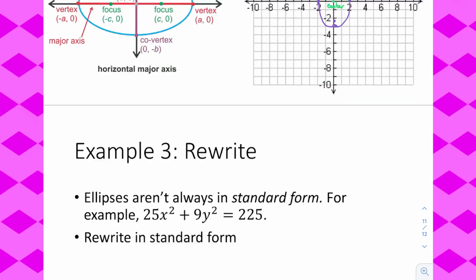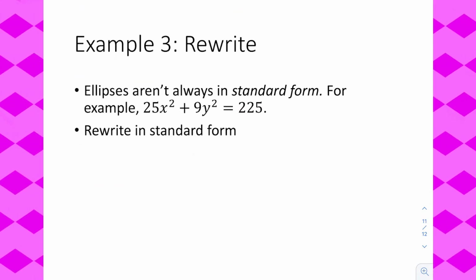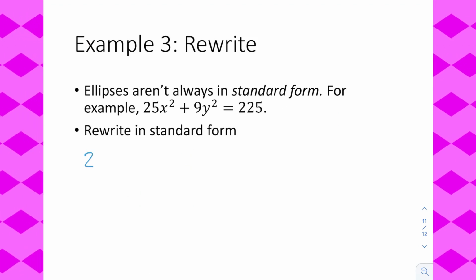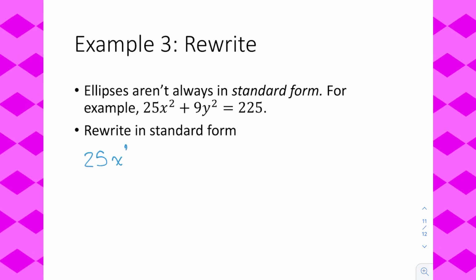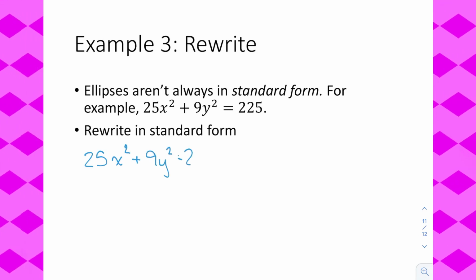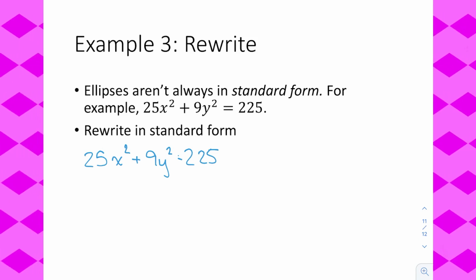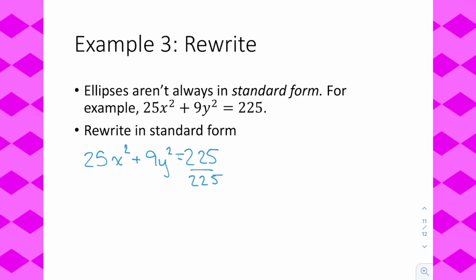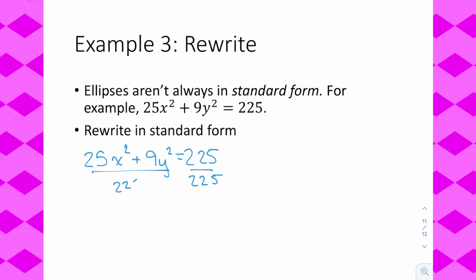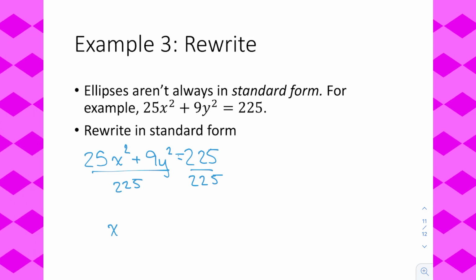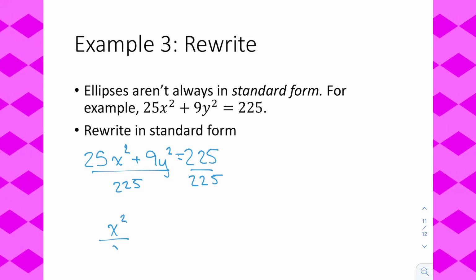All right, let's do a couple other examples. So for this next one, we want to rewrite. Ellipses aren't always given in standard form, so we need to do our best to change it into standard form. Big difference is it's not equal to 1. So if we have 25x squared plus 9y squared equals 225, I just need to divide everything by 225. That'll get the right-hand side equal to 1, and we'll see how the left-hand side simplifies.